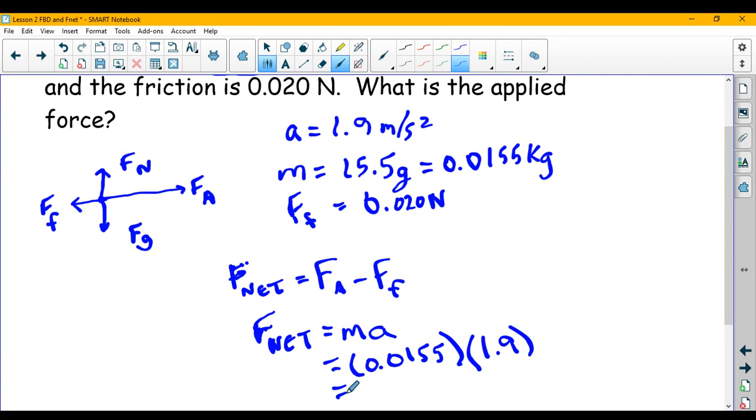So I'm going to go 0.0155 times 1.9, and I get a small amount, but it shouldn't be big, right? We're talking about little toy cars here. 0.02945. I'm not going to worry about rounding yet because I'm not done.